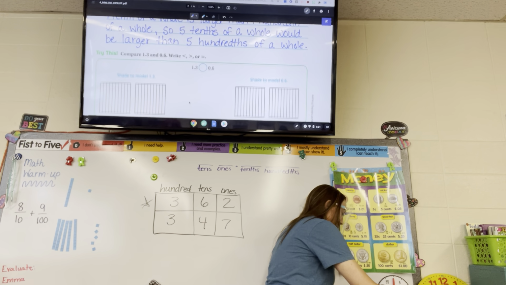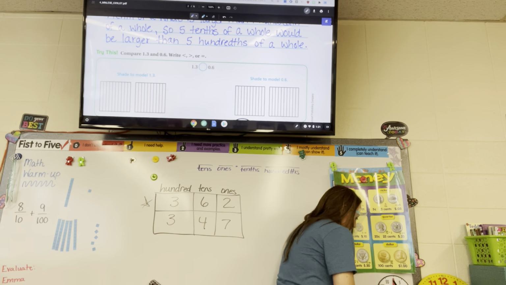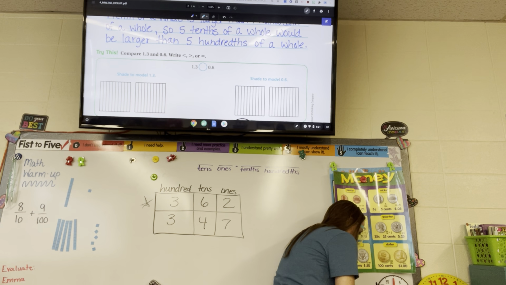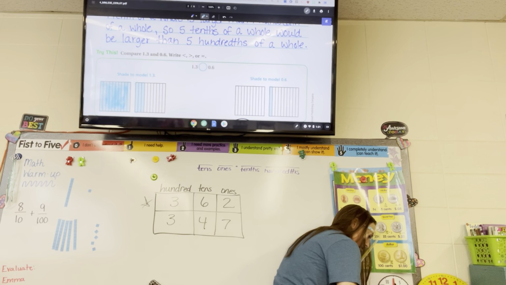Next is compare 1 3/10 to 6/10. So we're going to start with shading the model. On this first model, we're going to shade the whole thing because it says one whole. One whole is shaded first, and then 1/10, 2/10, 3/10. And then over on the second one, we're just going to shade 6 of those tenth size parts.